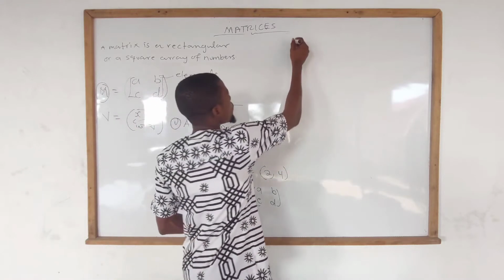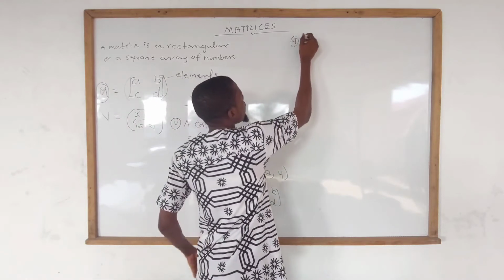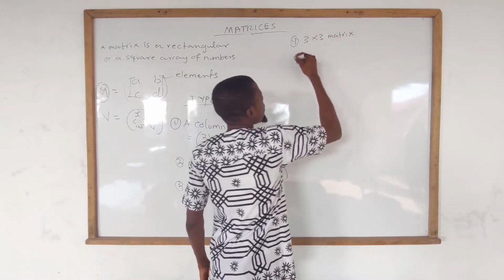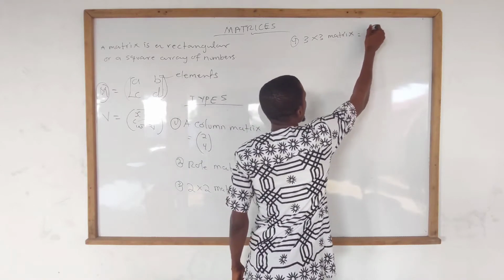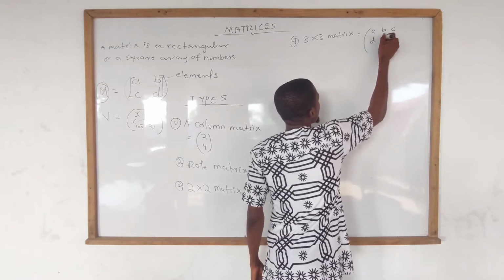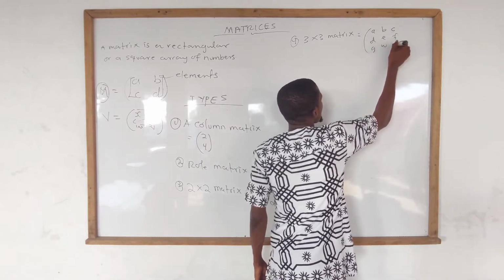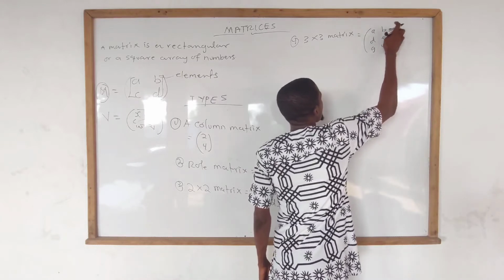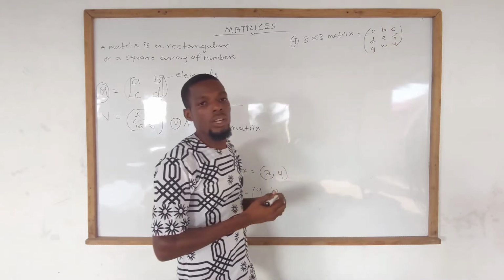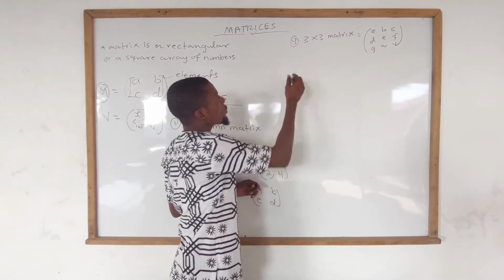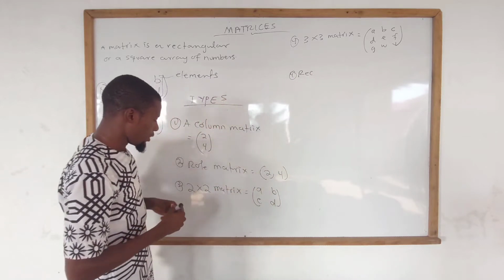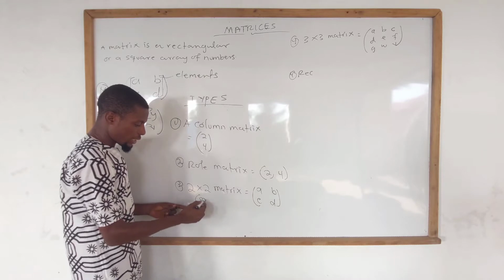Now, we also have the 3 by 3 matrix. A 3 by 3 matrix is the kind of matrix that has 3 columns: A, B, C, D, E, F, J, W, V. You realize that it has 3 columns and 3 rows. All these ones are square matrices. A 2 by 2 matrix is also known as a square matrix.